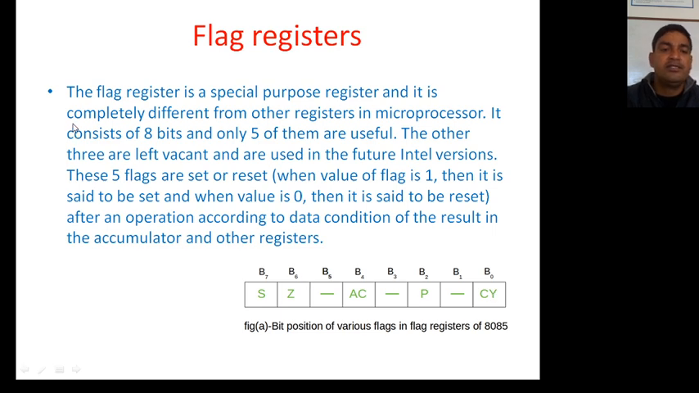The flag register is a special purpose register and it is completely different from other registers. It contains 8 bits and only 5 bits of them are useful. You know, one flip-flop stores 1 bit. So there are only 5 bits which are used and 3 bits are not used. These are kept for future purposes. Now we will see how these flags become set or reset after any ALU operation.